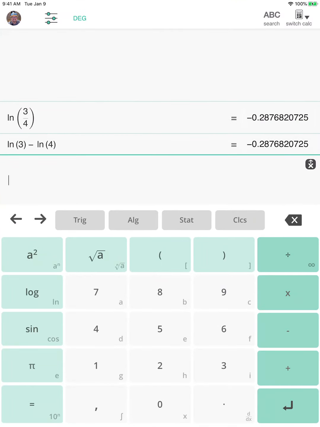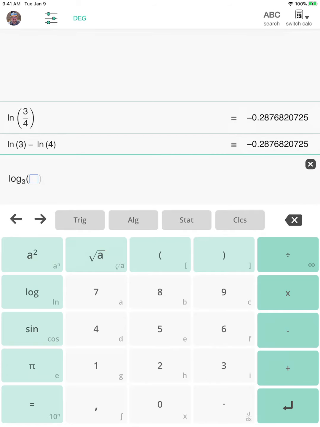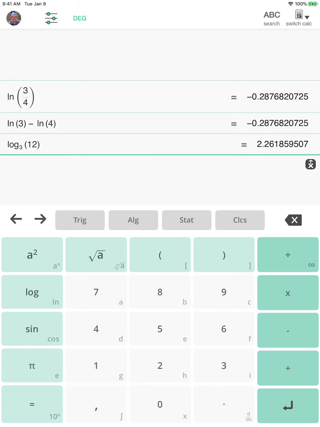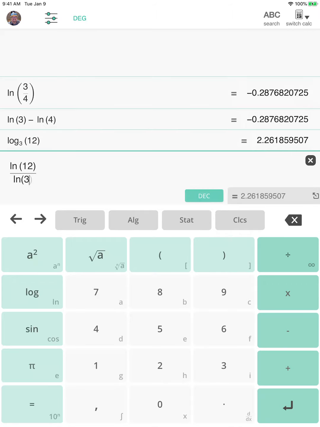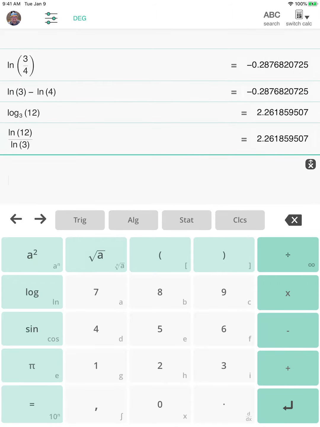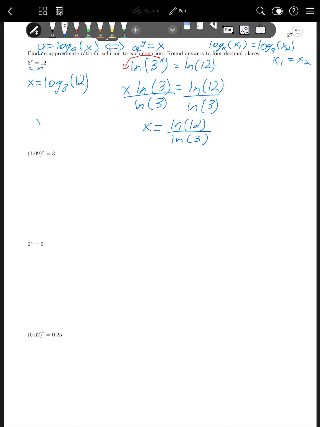So if I go into my calculator and I do log base 3 of 12, I get 2.2619. And if I do the natural log of 12 divided by the natural log of 3, I get the same answer, 2.2619. So x would be approximately 2.2619 in this case.